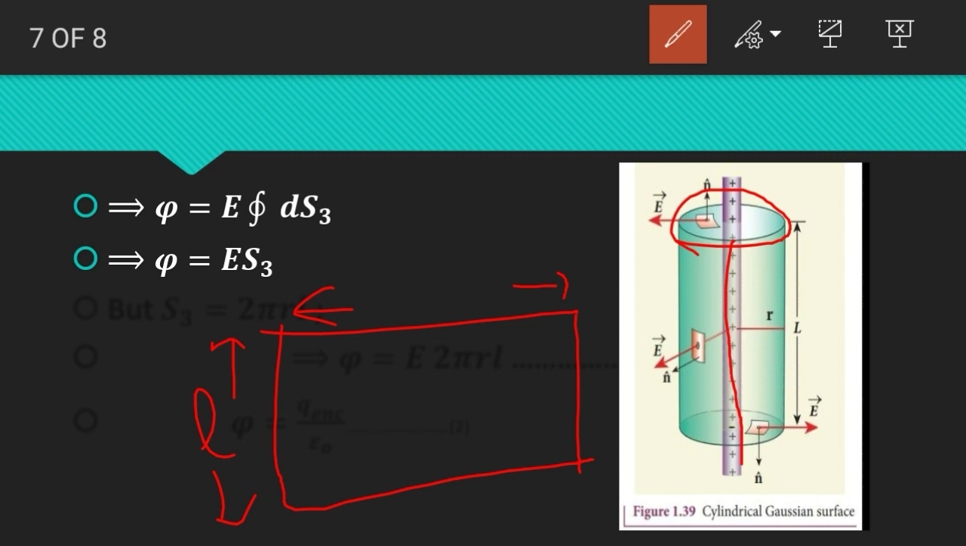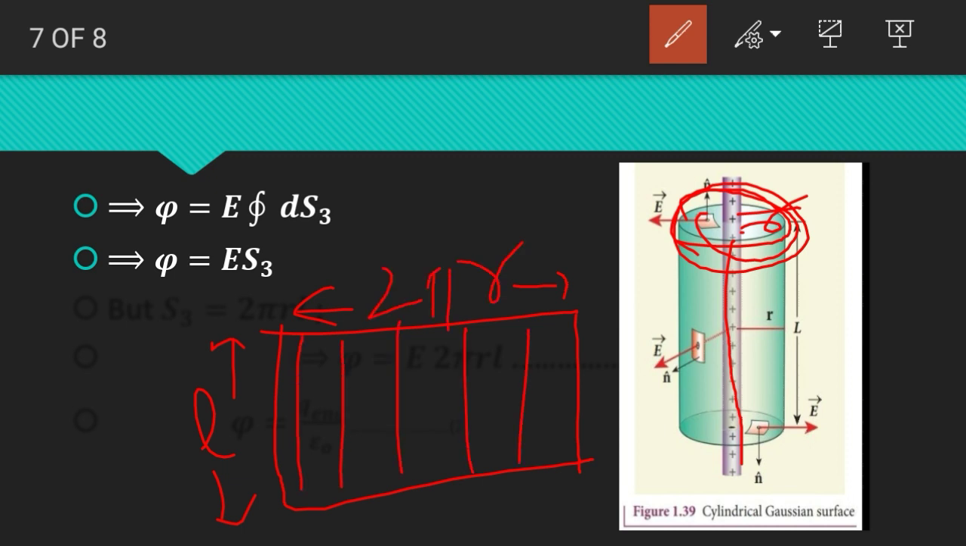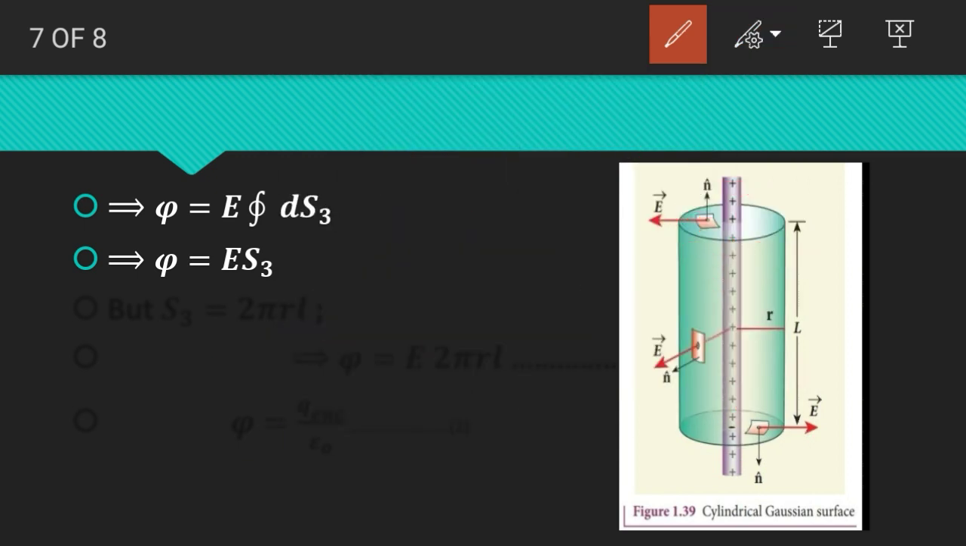Now we have to calculate the circumference of this circle, so that it will be the breadth of this rectangle, right? The circumference of a circle of radius r will be simply 2 pi r, and the area of this rectangle will be the area of this curved surface. So the area of this rectangle is simply length into breadth, where length is L and breadth is 2 pi r. So the total surface area will be 2 pi r into L.